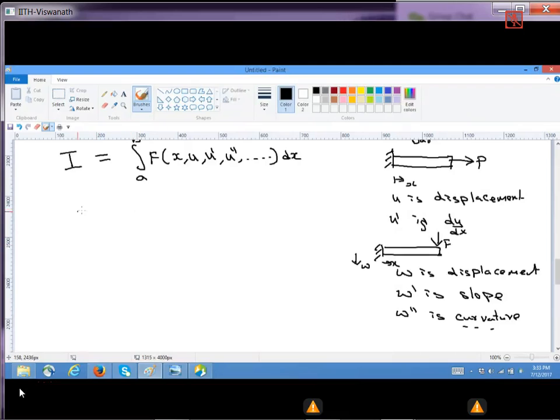So here we define u dash as du by dx. Now let us take u tilde, which is an approximation. U tilde is nothing but your exact solution plus delta u.